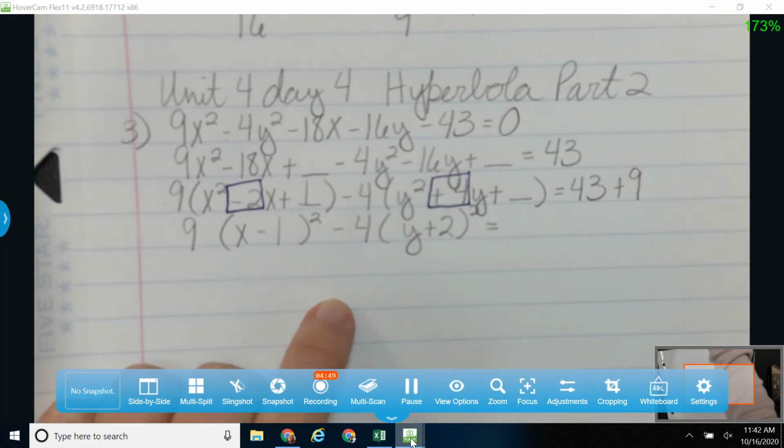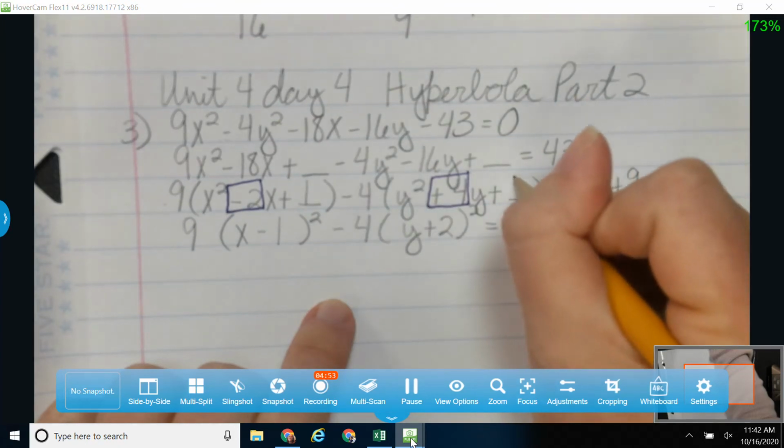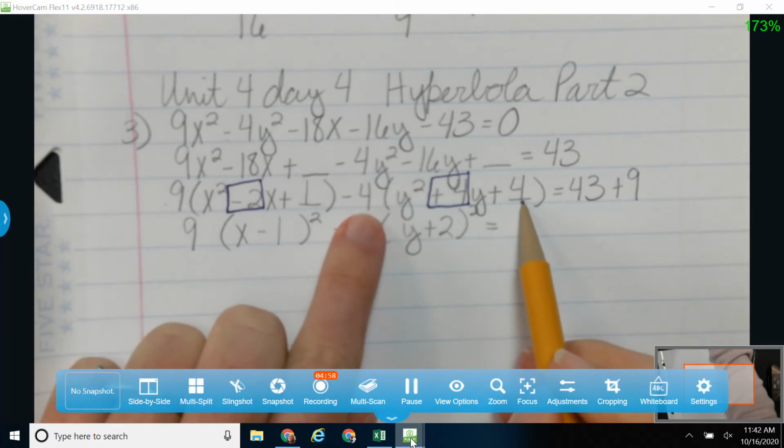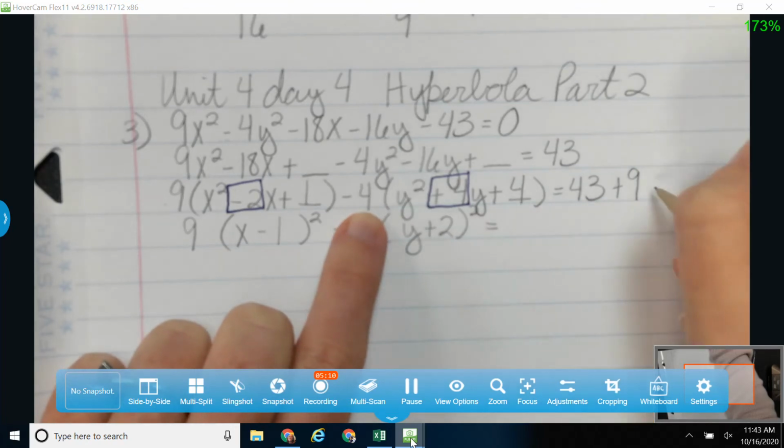Okay, then to fill in the blank, I'm going to square. So 2 squared gives me 4. Now here's where that's going to haunt us again. Be careful right here, because this is actually adding in a negative 16. Do you see that? If I were to redistribute my negative 4, I would end up with a negative 16 right there, which means I need to subtract 16 over here. So be very careful.